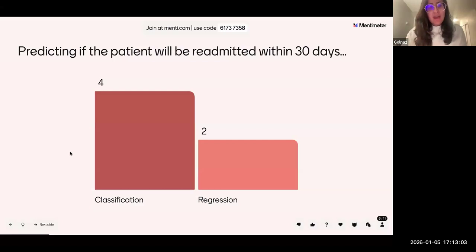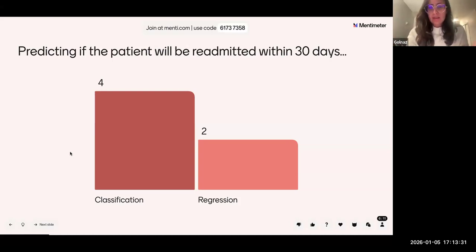So imagine you have the data of your patient, of all the diagnostics and all the details, and you want to feed it to a model. So that would be the input to your model. And then what would be the output for a model that's predicting if the patient will be readmitted? You can think of it as a binary response, right?